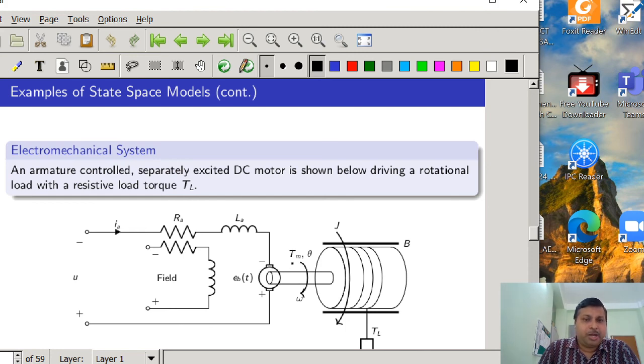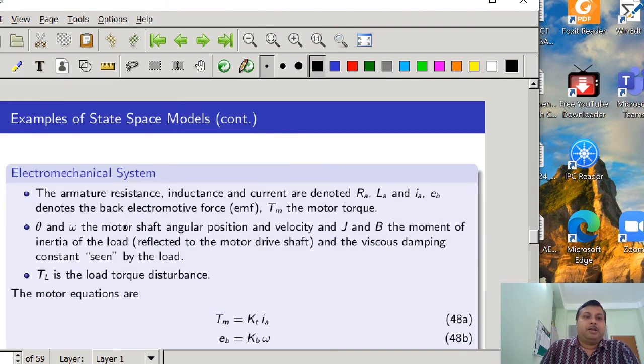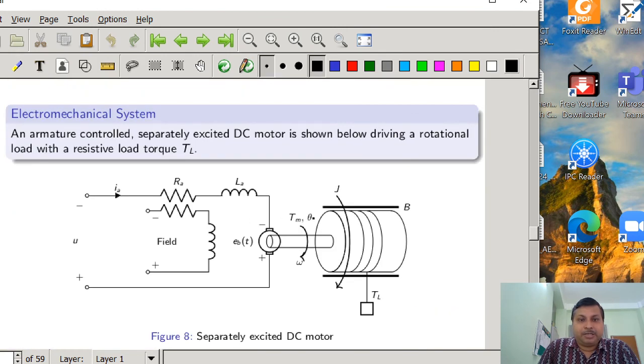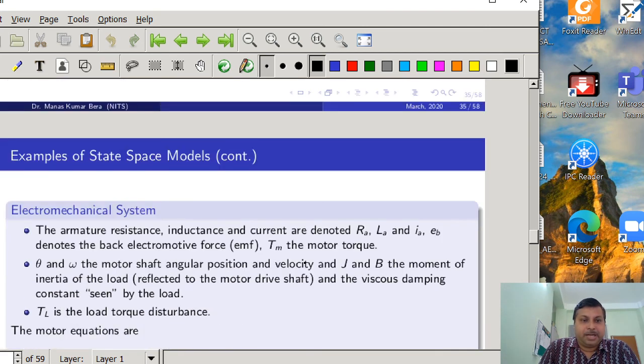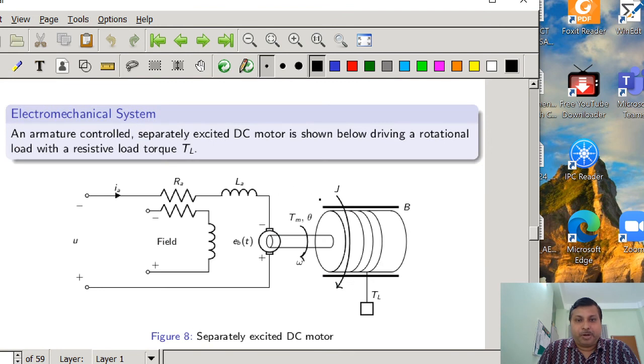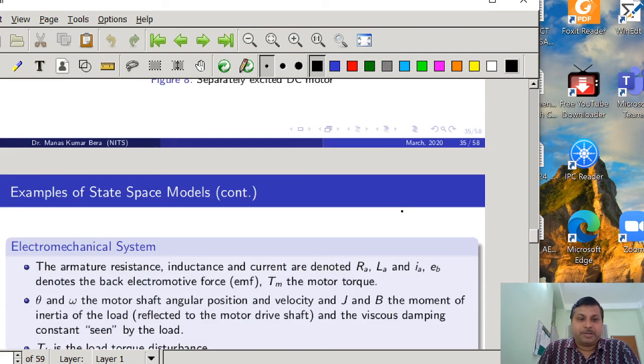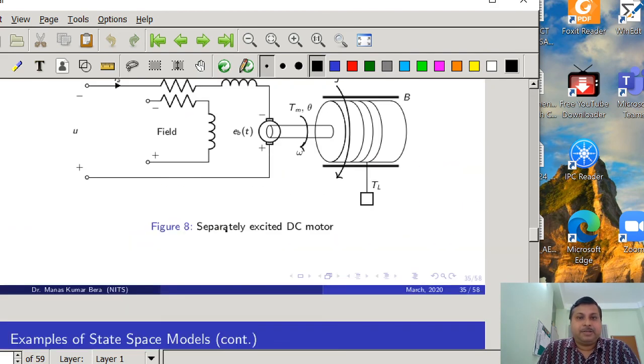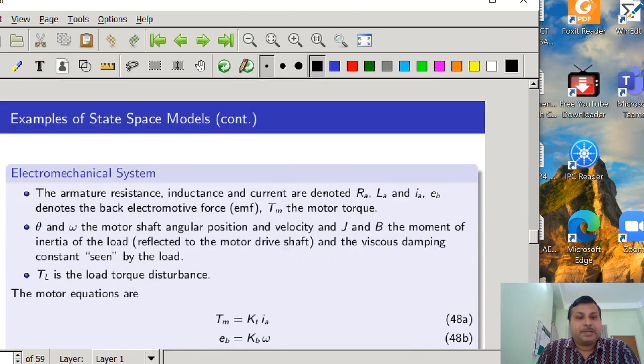TM is the motor torque, and theta and omega are the motor shaft angular position and velocity. So theta is the angular position and omega is the angular velocity. J and B are the moment of inertia of the load and the viscous damping constant. TL is the load torque disturbance. It is an additional load, you can think of it as a disturbance to the system.